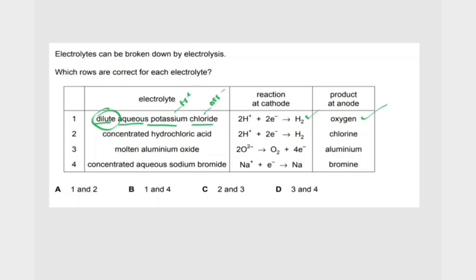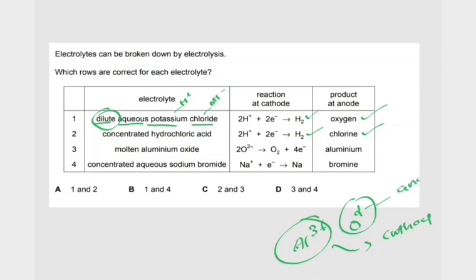That's correct. Concentrated hydrochloric acid is going to produce chlorine at the anode and hydrogen at the cathode, which is right. Molten aluminum oxide, you have Al3+ and O2-. So Al3+ will go to the cathode and O2- will be at the anode, but it's given the other way around, so that's wrong.